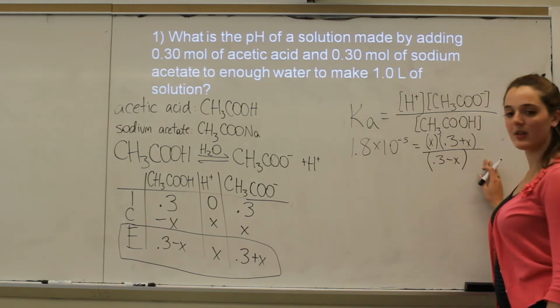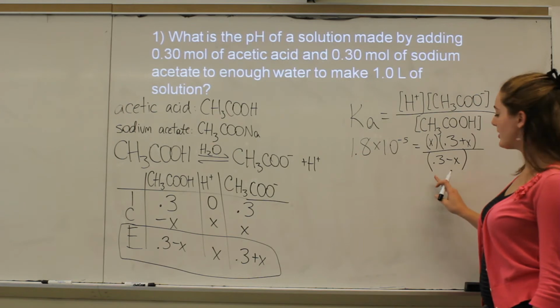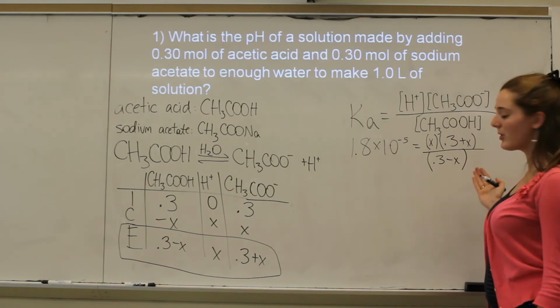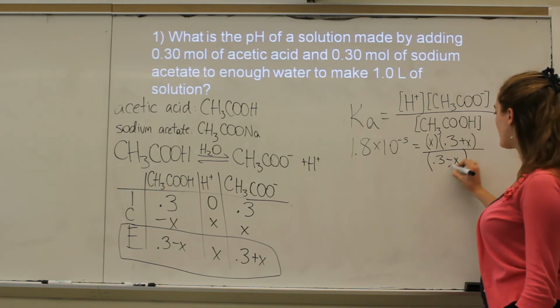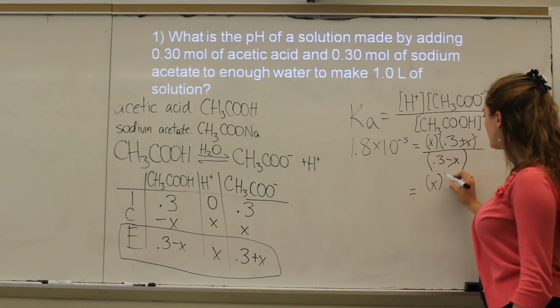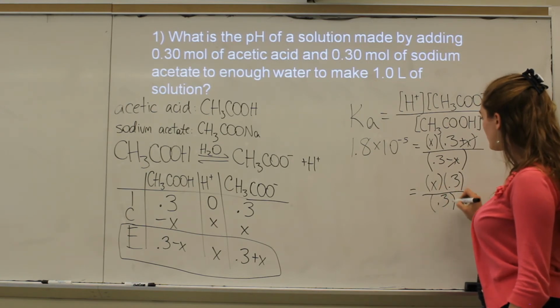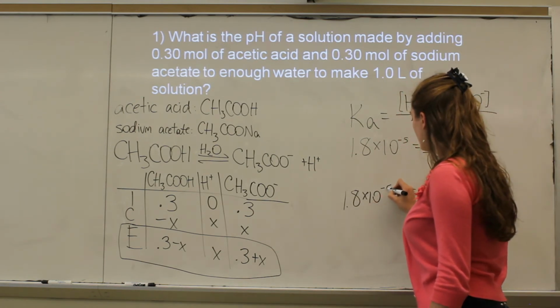And here we have it. Now, as it turns out, x happens to be negligible compared to these other concentrations, just because it's so incredibly small compared to them. So we don't even need to take this into account. In fact, we can just cross them out. And this gives us x times 0.3 over 0.3 equals 1.8 times 10 to the negative 5.